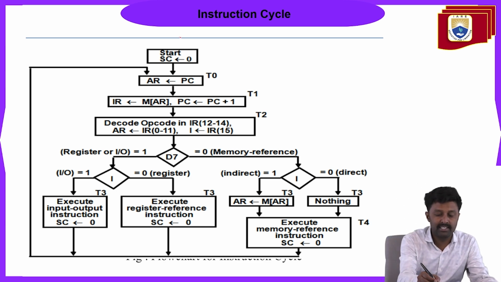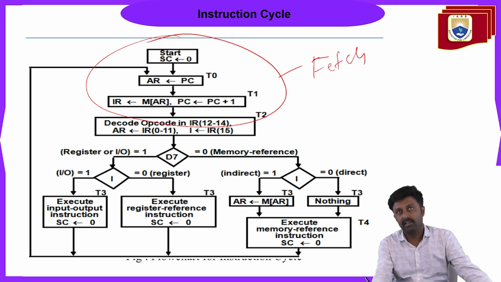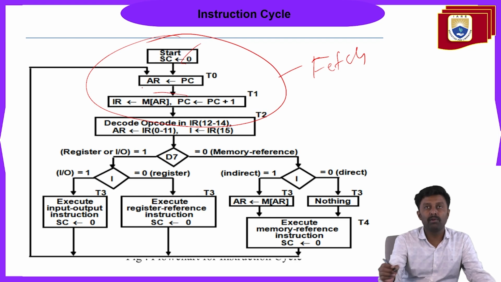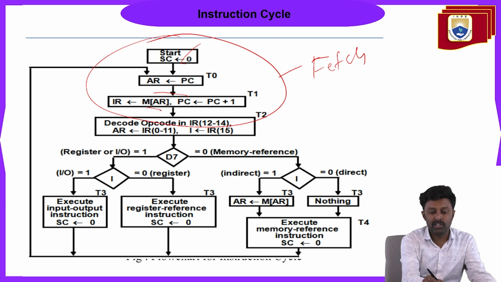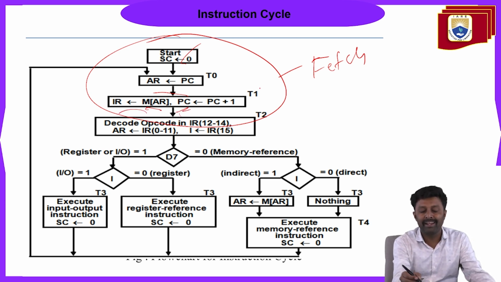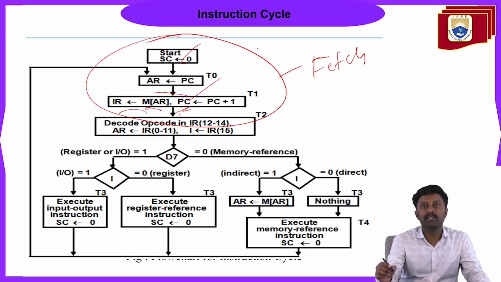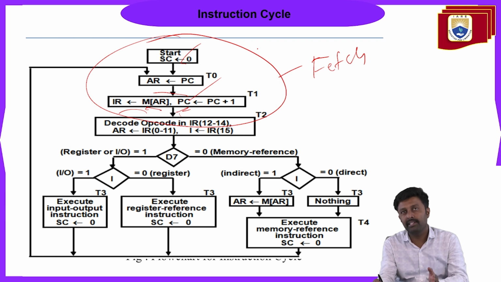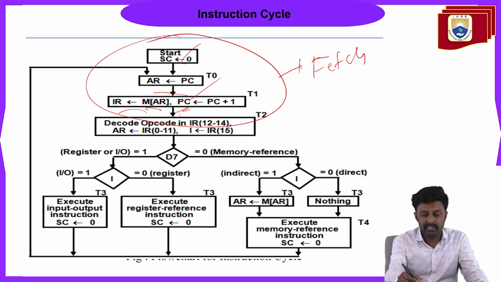So the first part here is the fetch. These 3 steps will represent the fetch. At the start, the program counter value will be moved to the address register. Then the content at that address in the memory will be moved to the instruction register, and the program counter will be incremented by 1. So here we have to remember, the program counter holds the address of the next instruction to be executed, and after that, each and every time, the program counter value will be incremented by 1. So this is our first step of execution, fetch.